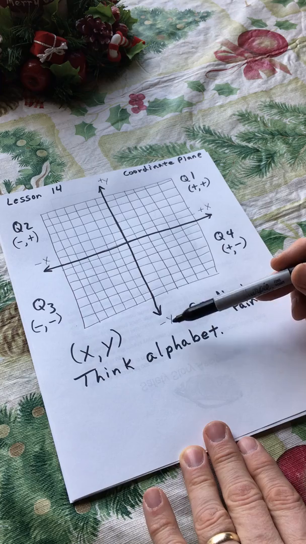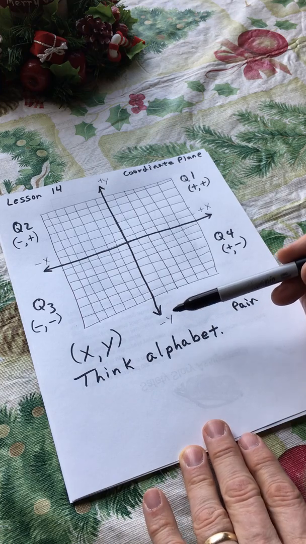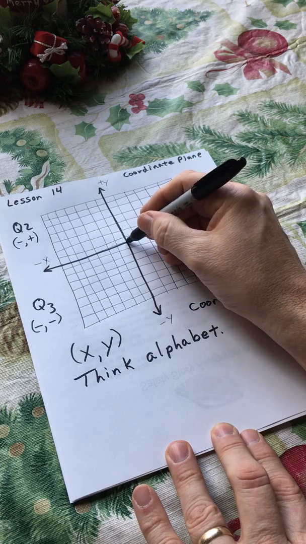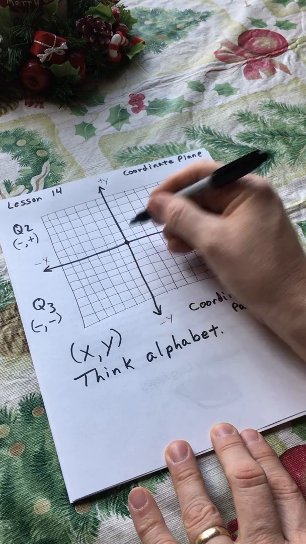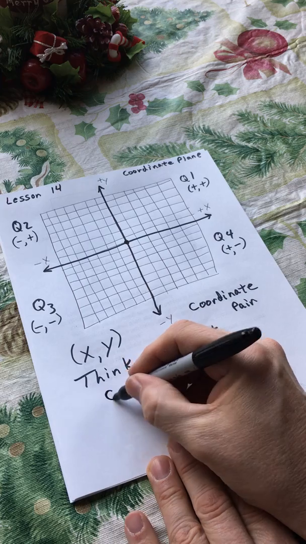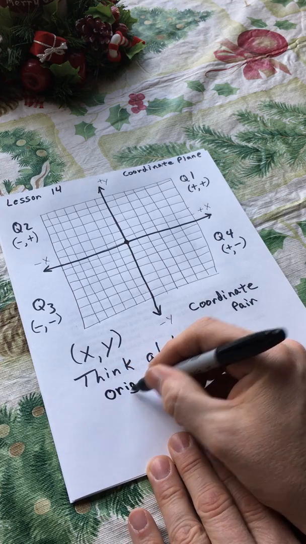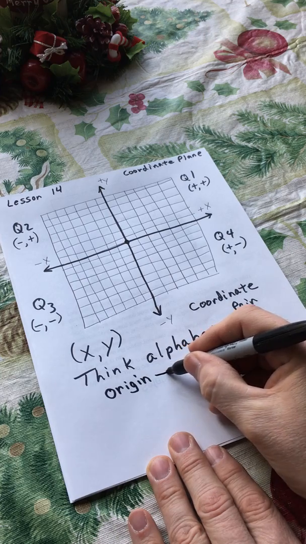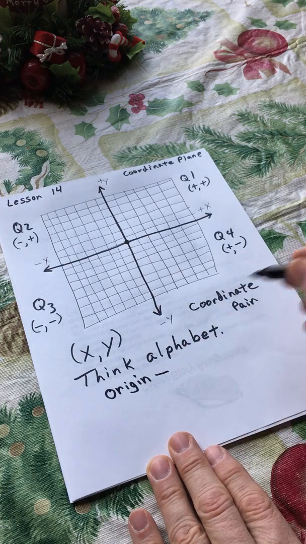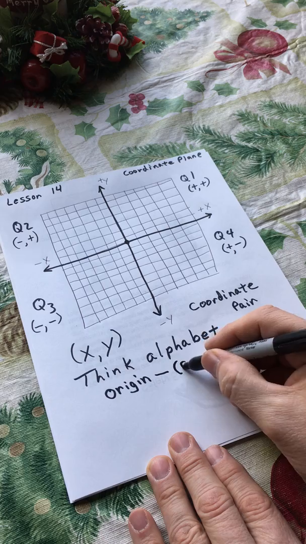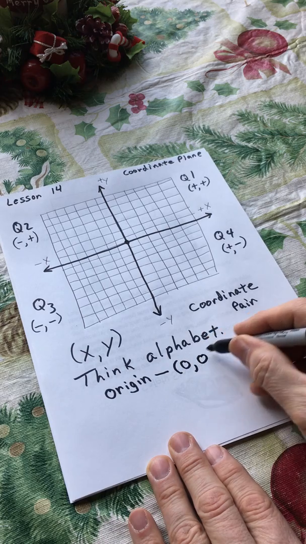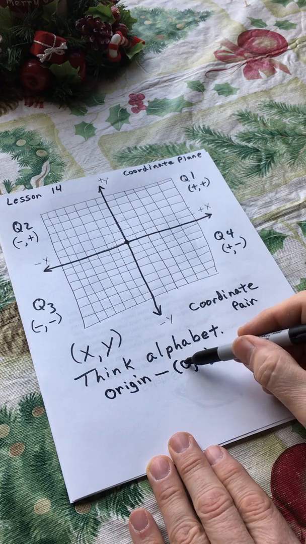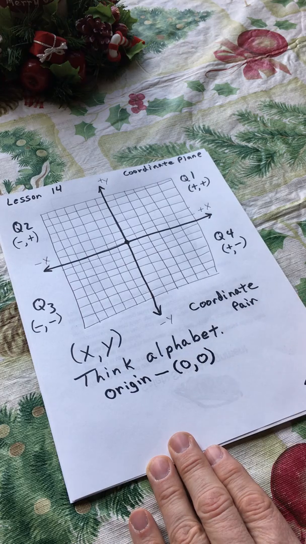Okay? So by the way, this point right here in the center where the two lines meet is called our origin. That's where we start. Always need a starting point. And the origin's coordinate point is 0, 0. That's our starting point, 0, 0. This would be the x value, and again, that would be the y value.